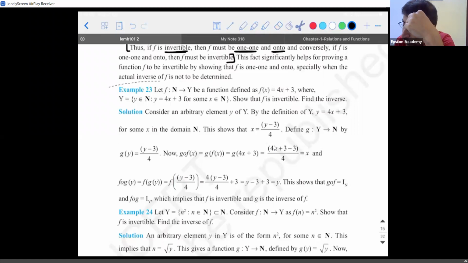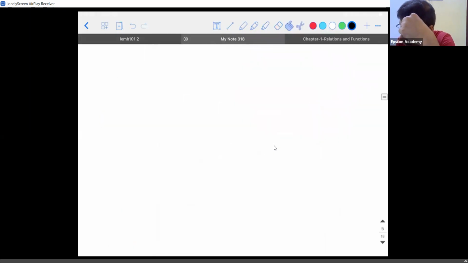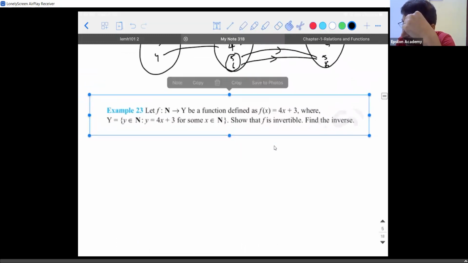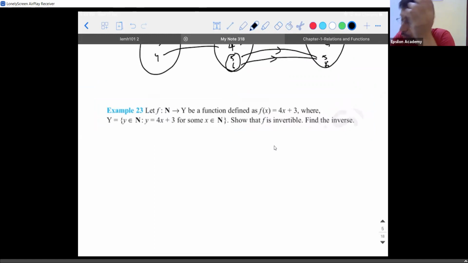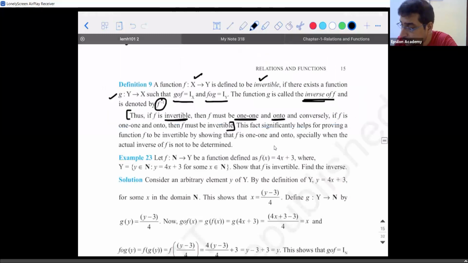Okay, listen to this carefully. Did you guys understand the question? One thing: wherever they say show that f is invertible, what are we supposed to do? It must be onto and one-to-one. One-to-one and onto functions can have an inverse. But there is a definition to prove that the function is invertible. What does the definition say?